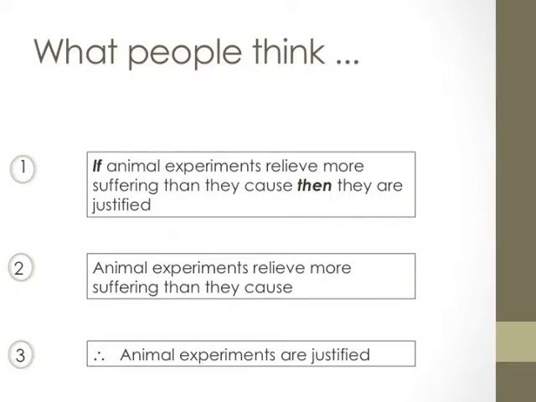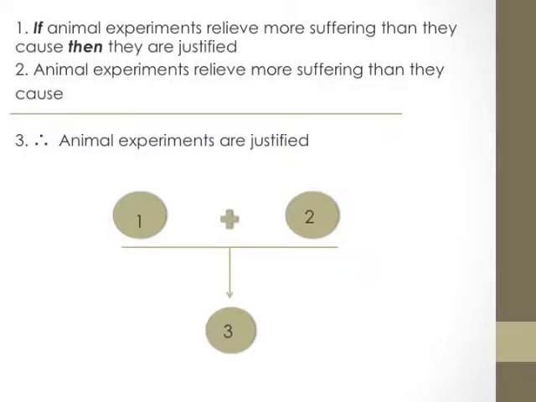1. If animal experiments relieve more suffering than they cause, then they are justified. 2. Animal experiments relieve more suffering than they cause. Therefore, animal experiments are justified. We could also represent the argument graphically, like this. This means that premises 1 and 2 together support the conclusion, or lead to it.